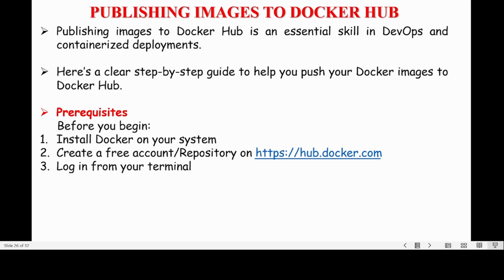So how do you now publish this image to Docker Hub? How do you push these images to Docker Hub? So publishing images to Docker Hub is an essential skill in DevOps and containerized deployment. So a clear step-by-step process of pushing your images to Docker Hub includes: 1, you must have Docker first of all installed on your system as usual. Then you have to create an account on Docker Hub, and then you log in via your terminal. So we'll look at this practically, and then we'll see how to go about it.